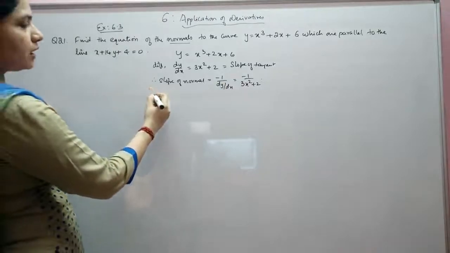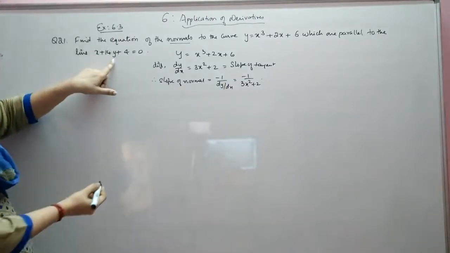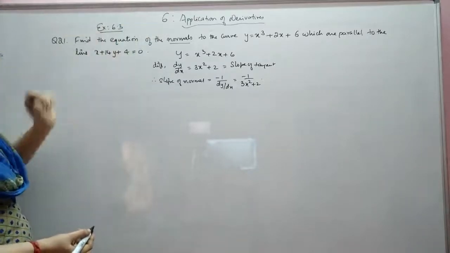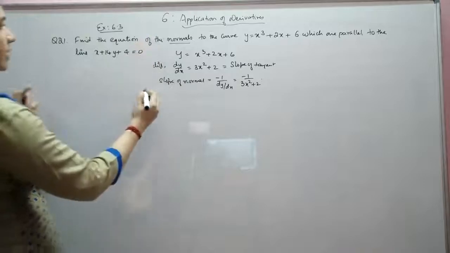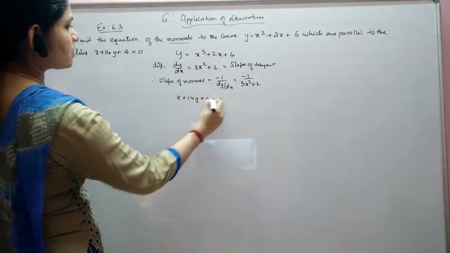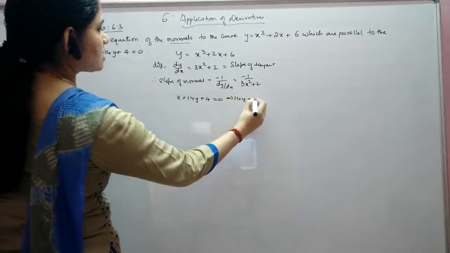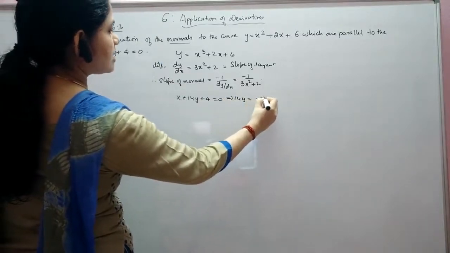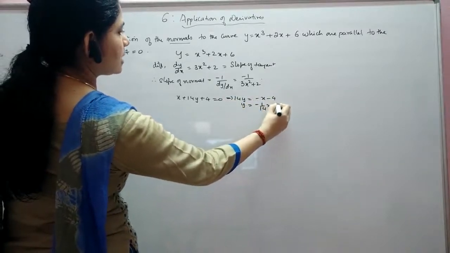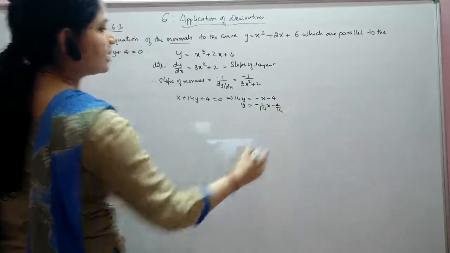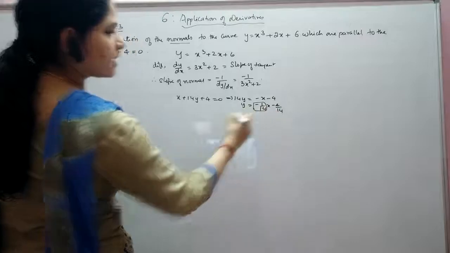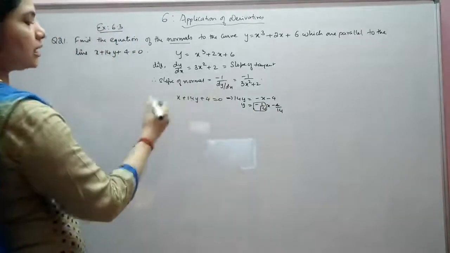Now, what you have to find out? The line is also having the same slope because the line is parallel to the normal. Now from the line x plus 14y plus 4 equals 0, you will get 14y equals minus x minus 4, or y equals minus 1 by 14 x minus 4 by 14. So this is in your y equals mx plus c form, so this will act as the slope of this line and you can equate.